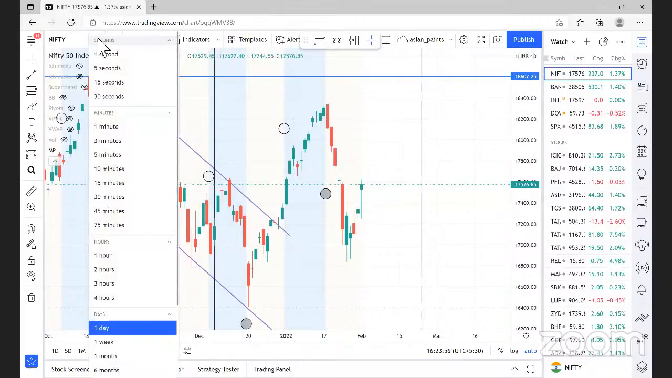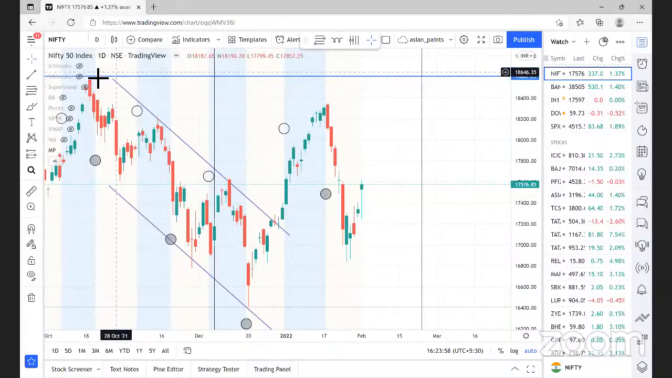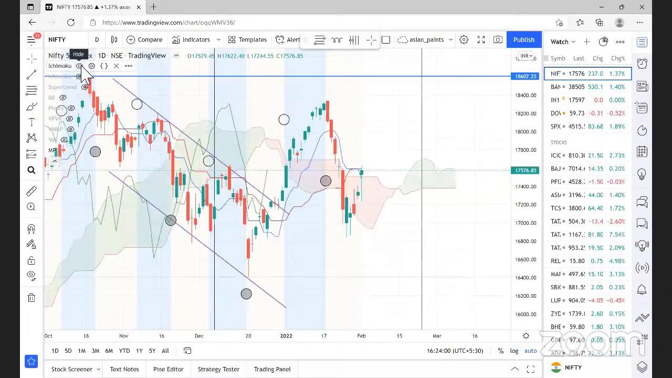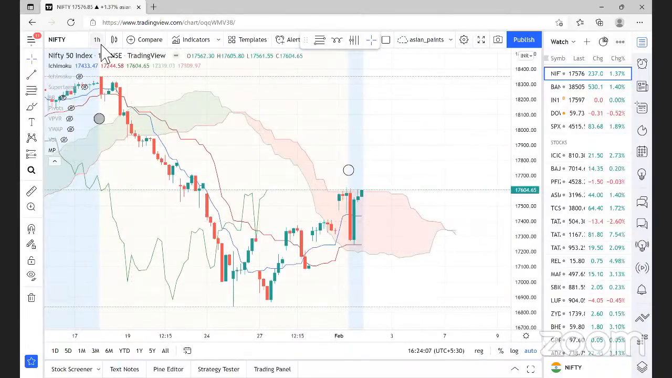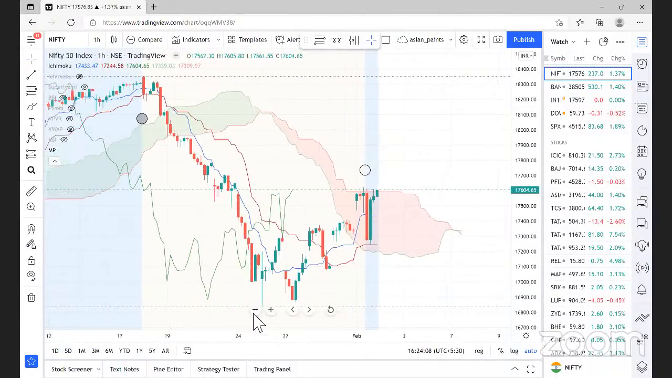I'm going to put across an Ichimoku cloud here. Okay, it's already there. I'm going to apply it on an hourly chart, and then on a 15 minutes. So this is an hourly chart. Let's do it on a 15 minutes.